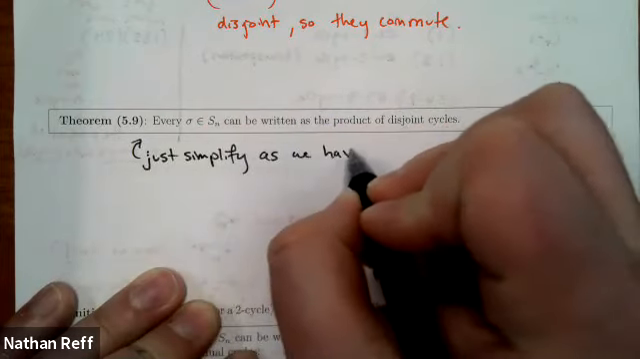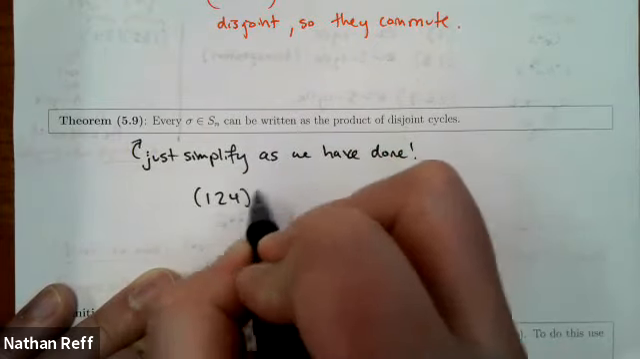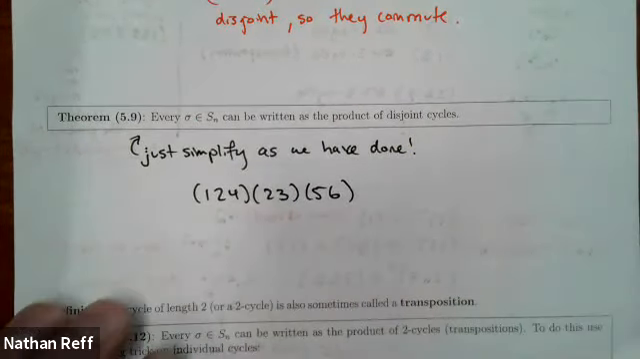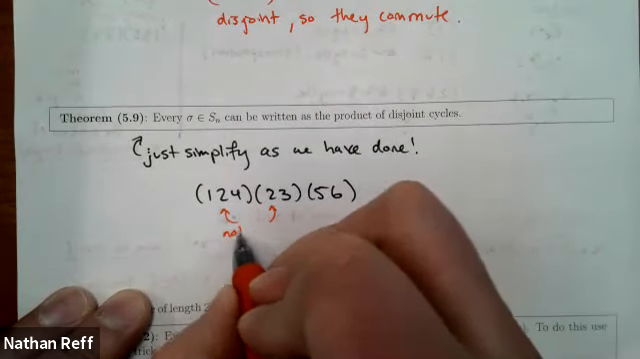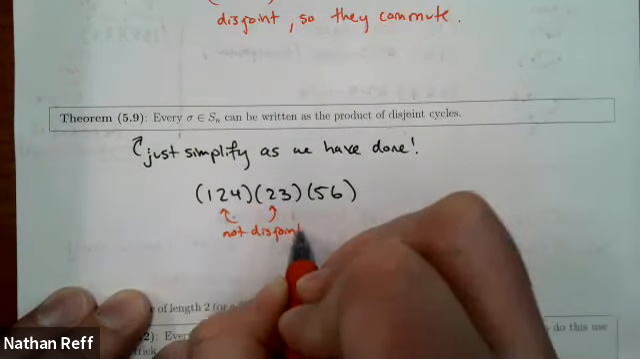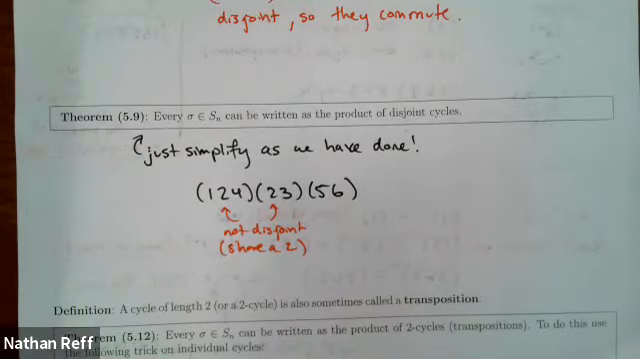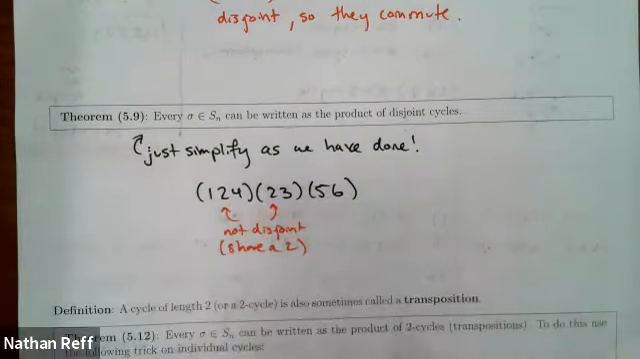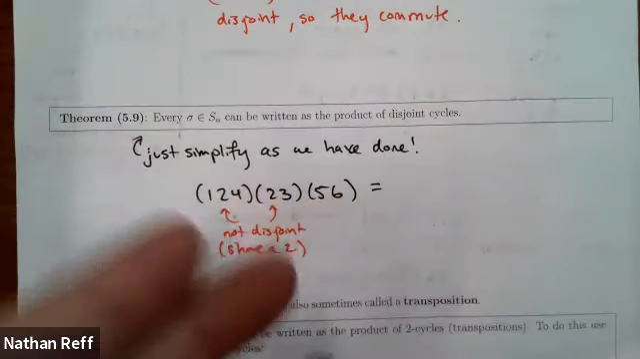Okay, so for example, let's say that I have (1 2 4)(2 3)(5 6). These are definitely not disjoint. Do you see that these two cycles have a 2 in them? Not disjoint. They share a 2. So what this theorem is claiming is even if you have cycles that share something, you should be able to simplify it to disjoint cycles. And the way to do that is just simplify it as we have done.